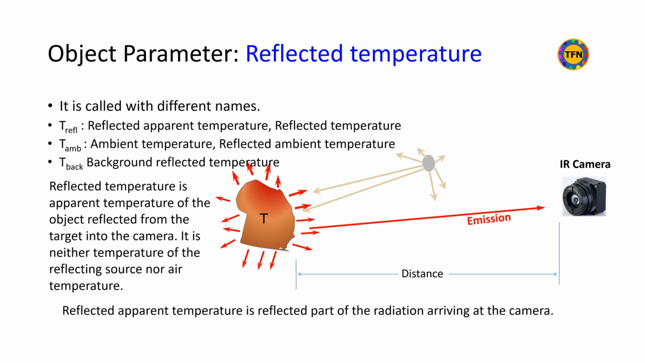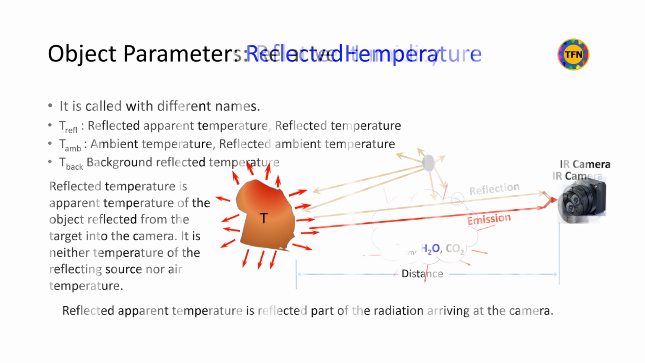Reflected temperature is neither temperature of the reflecting source nor air temperature. It is apparent temperature of the object reflected from the target into the camera. It is actually reflected radiation measured as temperature. Reflected temperature is called by different names such as reflected apparent temperature, ambient temperature, reflected ambient temperature, and background reflected temperature.